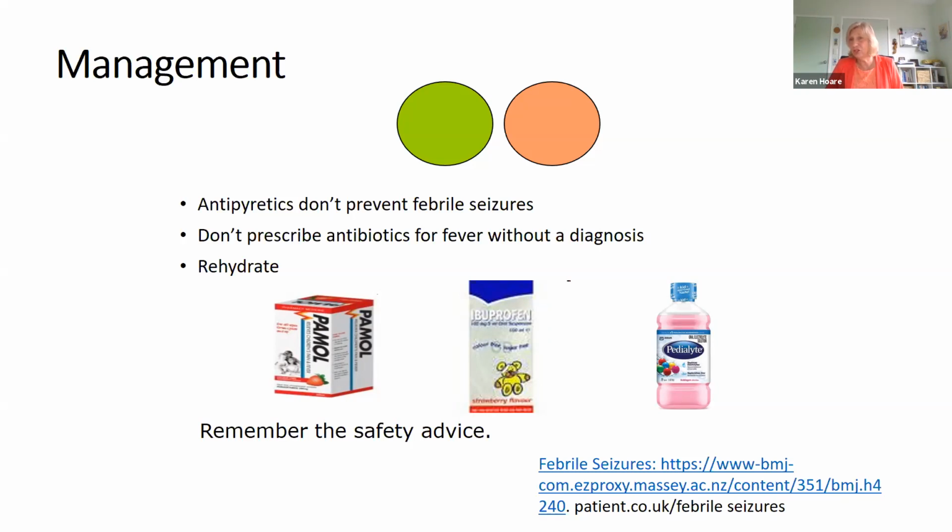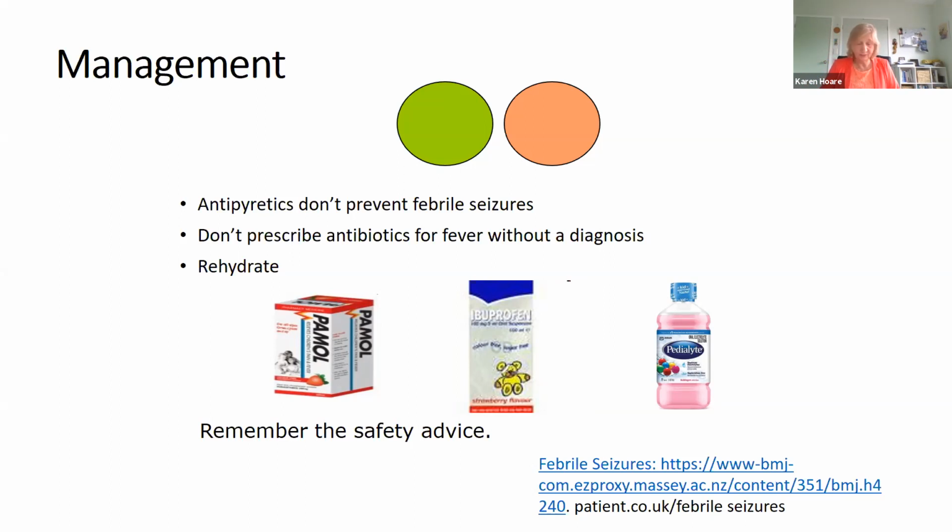And then the patient.co.uk website in the corner is an excellent resource for parents around febrile seizures. So there's increasing evidence that genetic factors contribute to febrile seizures, and the background prevalence of 1 in 30 children rises to 1 in 5 if a sibling has had a febrile seizure. And if a parent's had a febrile seizure, it rises to 1 in 3.